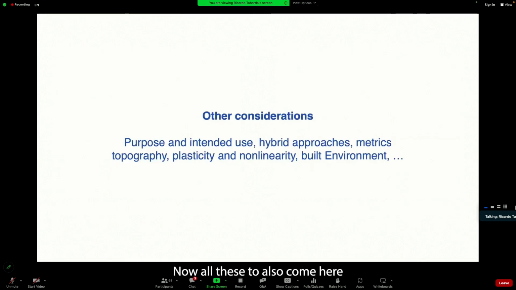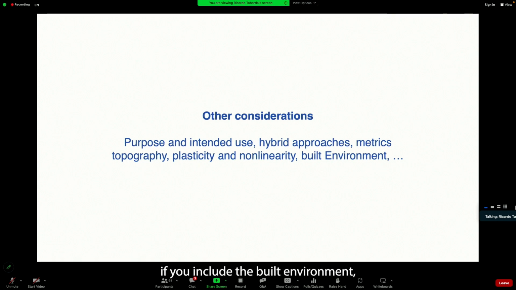Now, all of this also leads to other considerations that I'm not going to get into in detail, but for instance, what is the purpose? What are these simulations going to be used for? Okay, can you do hybrid approaches? Different metrics to measure will give you a different sense of validation. Whether you include topography or not, Roberto mentioned something about topography earlier. Whether you include plasticity or nonlinearity or other measures of energy losses in your simulation.